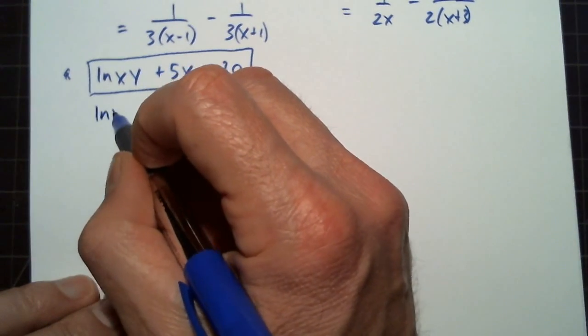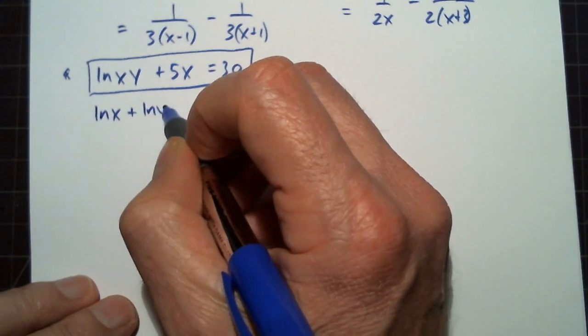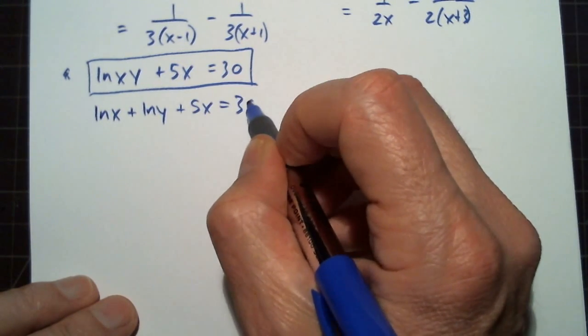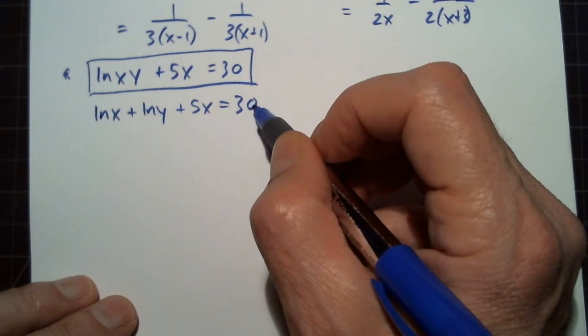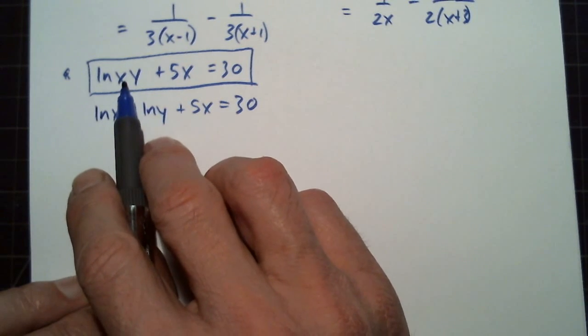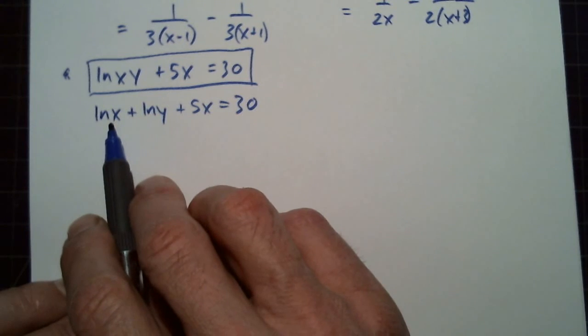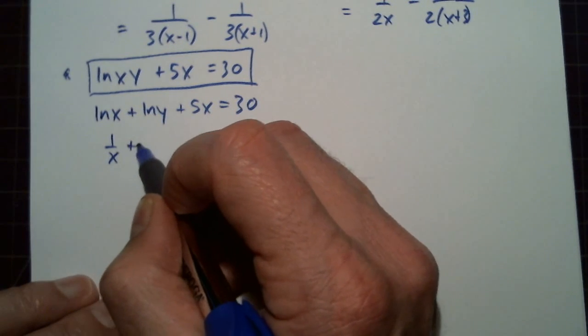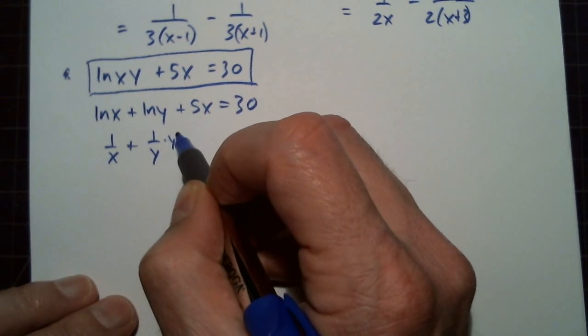Before we do that, let's use the property of logarithms to break that up. There's no derivative involved. If we did the derivative, it would be a chain rule and a product rule, but now we don't even have a chain rule here. 1 over x plus 1 over y times y prime.